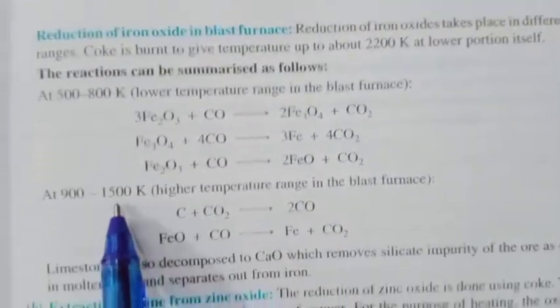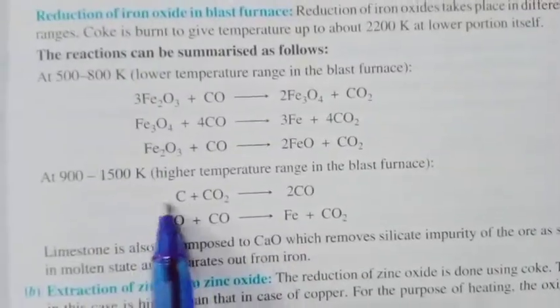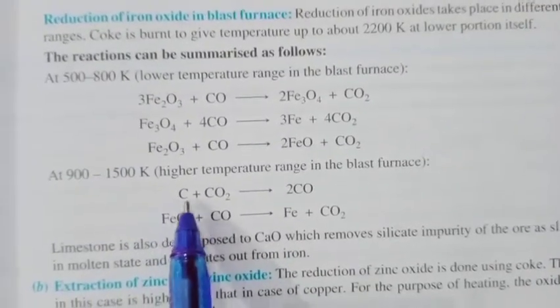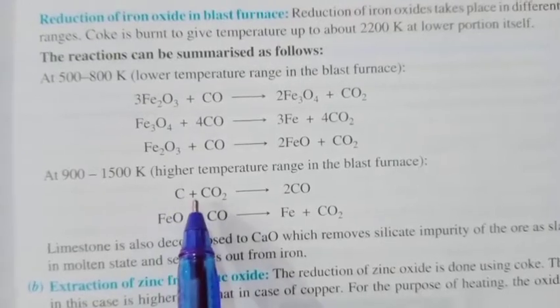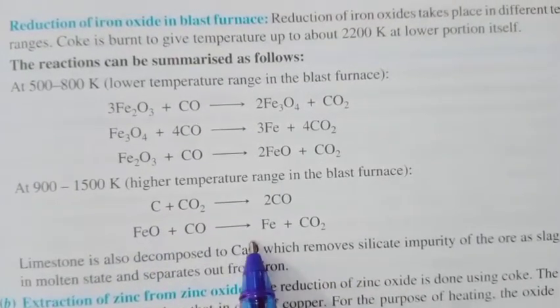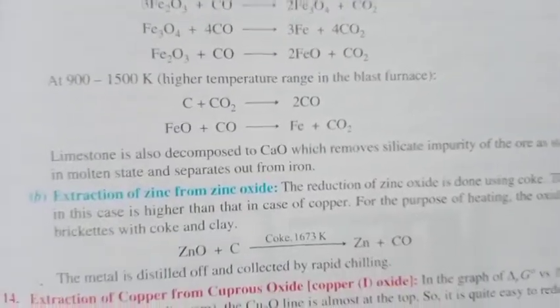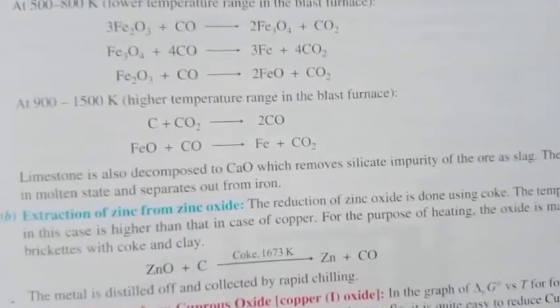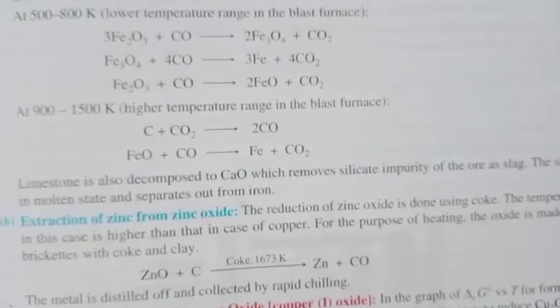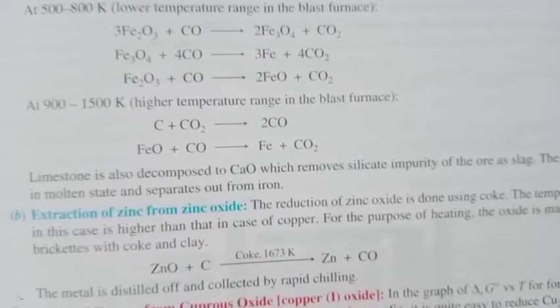But above 1073 K, the main reducing agent is carbon. At higher temperature, carbon will reduce iron oxide to iron metal. Okay, so the role of coke is clear. Coke, in the form of carbon monoxide and carbon, is acting as a reducing agent.